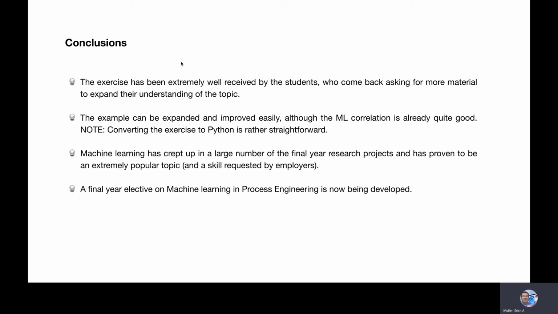Interestingly, the example can be expanded more. You can look at refining these correlations or using other correlations, although I might say that the machine learning correlation is already quite good. It's really hard to improve on it, even if you start moving all the levers and buttons. Some people have asked me about converting the exercise to Python, and I might say it's very straightforward to do that also. And in general, we've seen that machine learning has crept up in a large number of the final year research projects, and has proven to be an extremely popular topic.